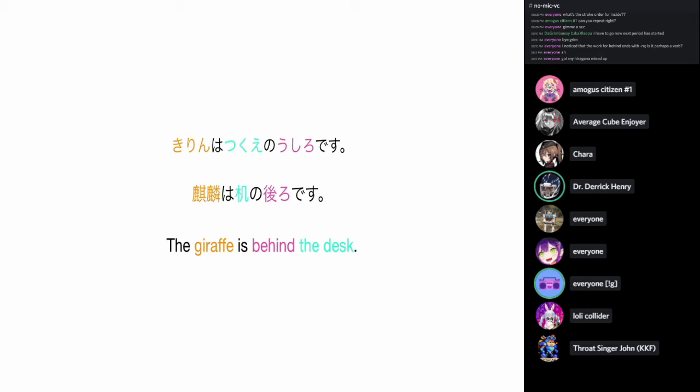So here we have a full sentence. Don't worry if you don't recognize some of these words immediately, we'll talk about them. So, kiren wa tsukue no ushiro desu. So kiren is giraffe. So kiren wa, the giraffe is, tsukue no ushiro, so behind the desk. And then desu to say is. Right? So the giraffe is behind the desk. Kiren wa tsukue no ushiro desu.